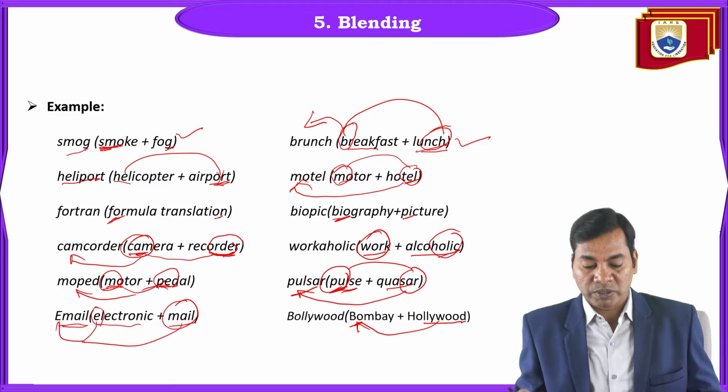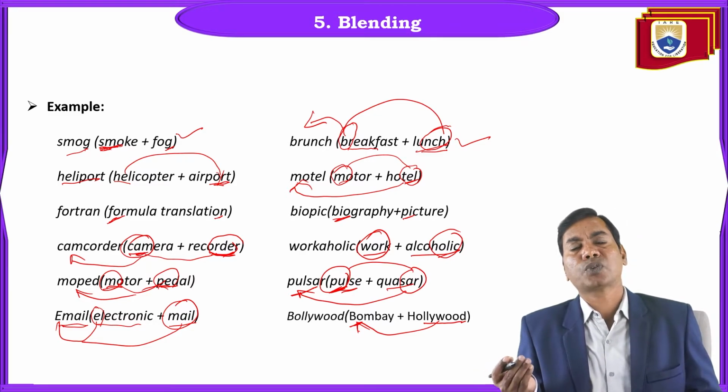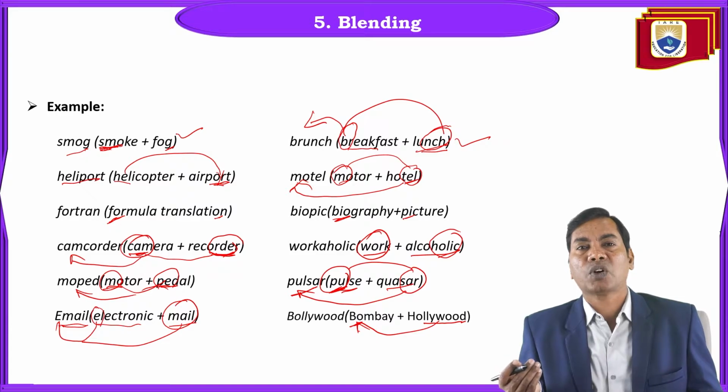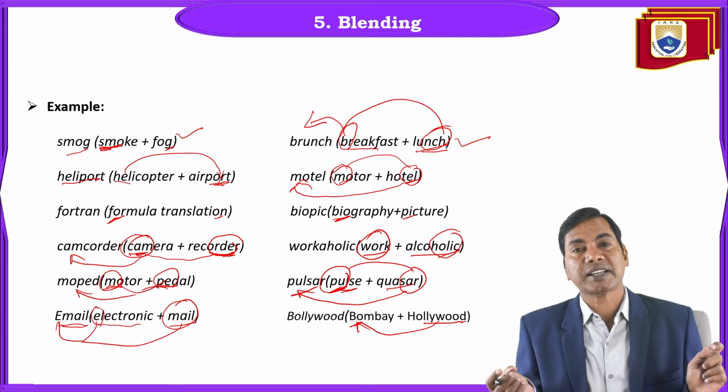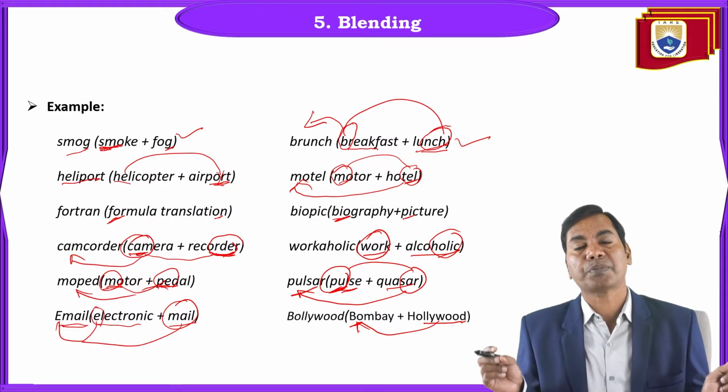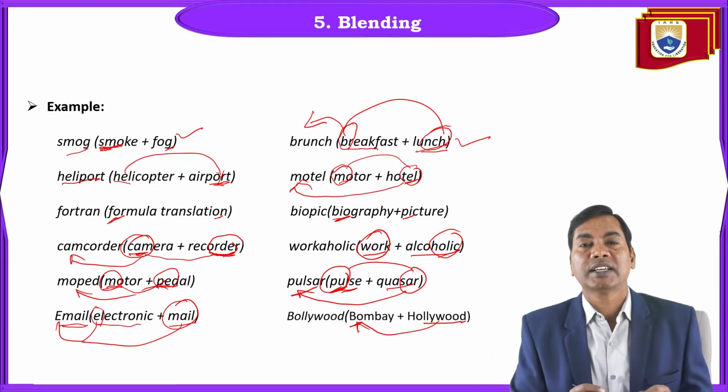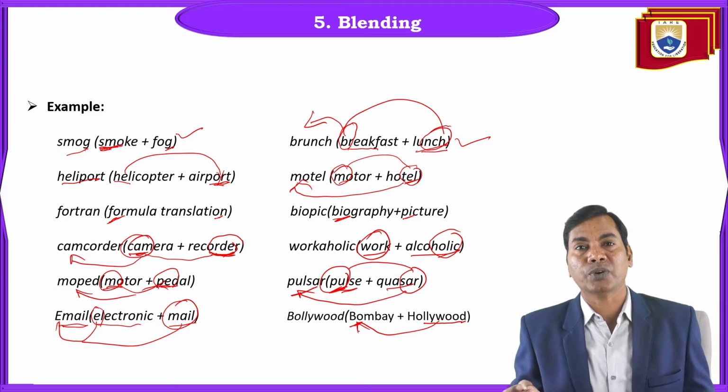So smog, brunch, heliport, these are all examples of the process of blending, right? Initial part of one word and ending part of another word. By clubbing these two, we'll get the blended word, a new word.